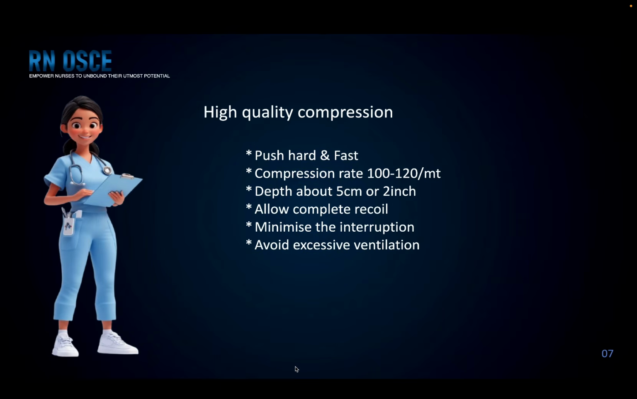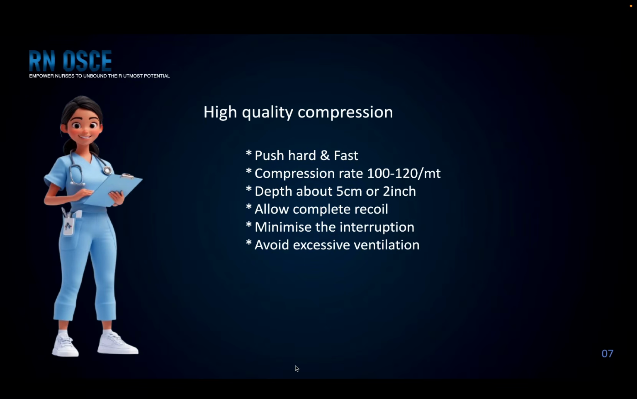These are the steps of high quality compression. Push hard and fast. That means effective CPR, applying strong compression to pump the blood through the heart. Hard ensures pressure to move blood, and fast maintains circulation. Pushing hard and fast at the center of the chest helps to pump the blood through the heart, and the heart should be compressed 100 to 120 per minute. Less than 100 means not enough circulation. If it is more than 120 per minute, compressions become too shallow and less effective.